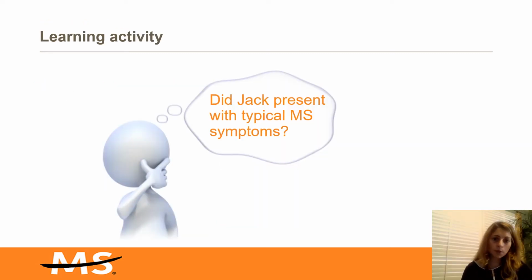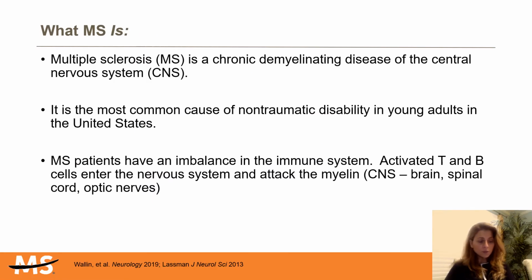So let's talk about what MS looks like and what causes MS. Multiple sclerosis is an autoimmune, inflammatory, and neurodegenerative disease that affects the central nervous system, in which axonal loss is the major cause of irreversible neurologic disability. It is the most common cause of non-traumatic disability in young adults in the US.